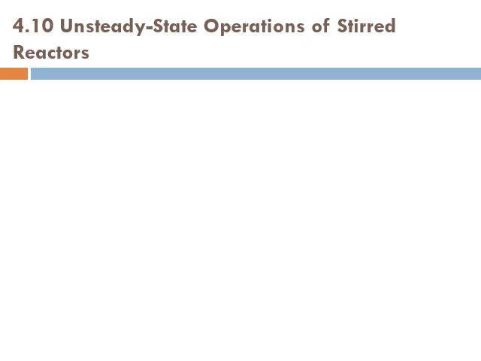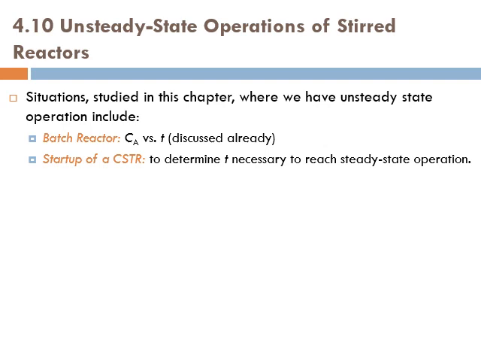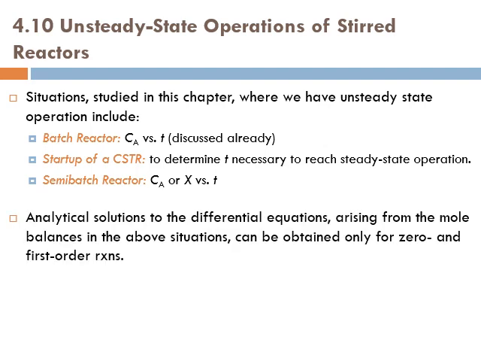Unsteady state operations of stirred reactors. Situations studied in this chapter where we have unsteady state operation include batch reactor, startup of a CSTR, and a semi-batch reactor.